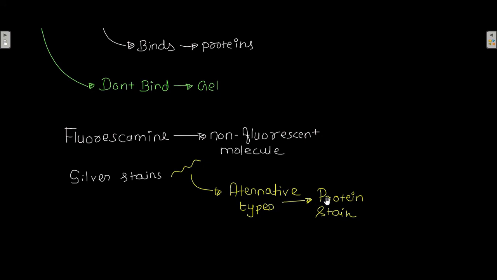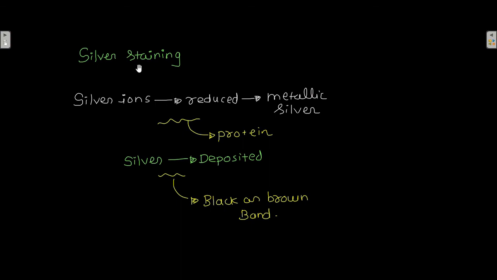Now in case of silver staining, the silver ions are reduced to metallic silver on the protein, and that is how the silver is deposited, which is viewed as a black or brown band. Okay, so this is how the silver staining works. The silver on the protein is reduced, and then that reduced silver looks like a black or brown band.